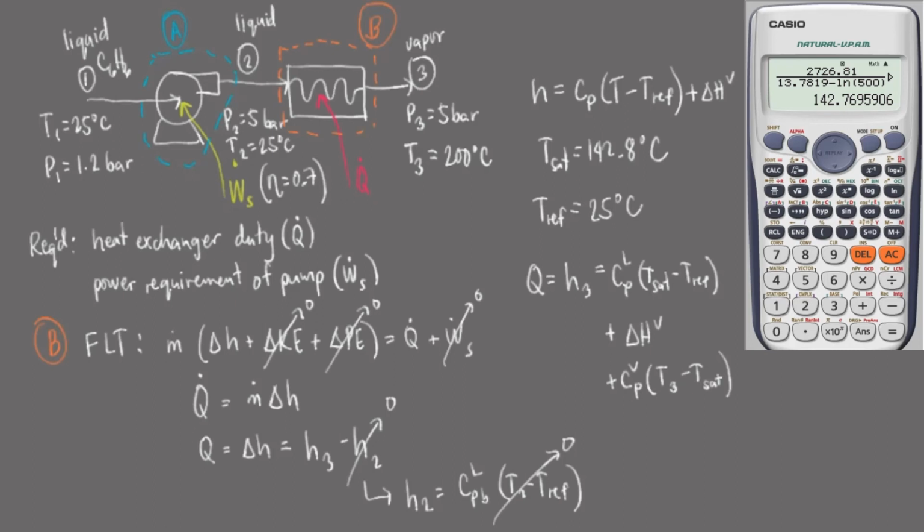temperature. Again, to recap, our specific heat transfer is composed of three terms because it takes 3 steps for benzene to be converted from a liquid at 25 degrees Celsius to a vapor at 200 degrees Celsius. The first is from 25 degrees Celsius to the saturation temperature to make it a saturated liquid. The second is the conversion of the saturated liquid to a saturated vapor at a constant temperature. And the final term is the conversion of the saturated vapor at 142.8 degrees Celsius up to the temperature of 200 degrees Celsius, which is the output of the heat exchanger.